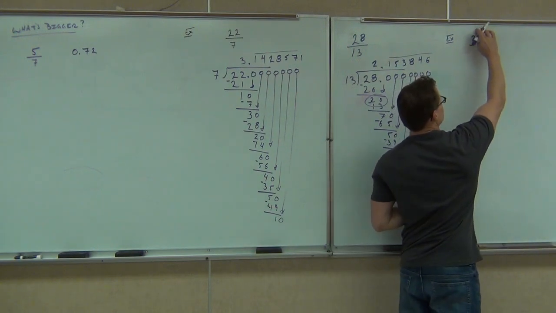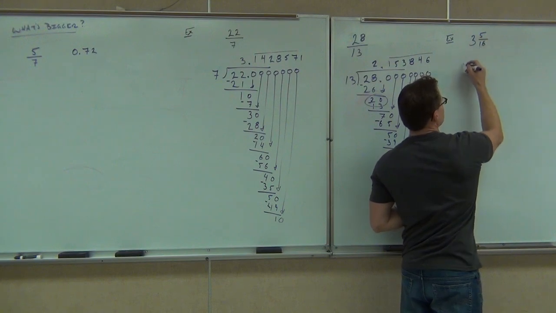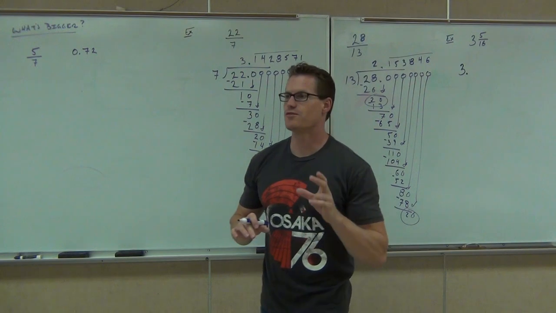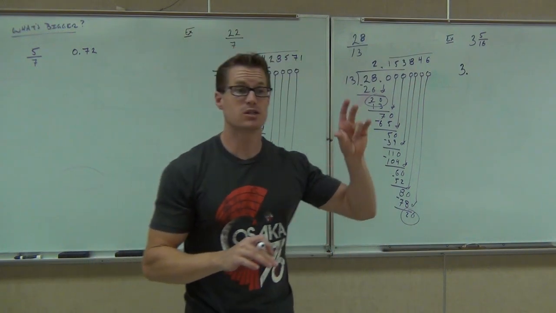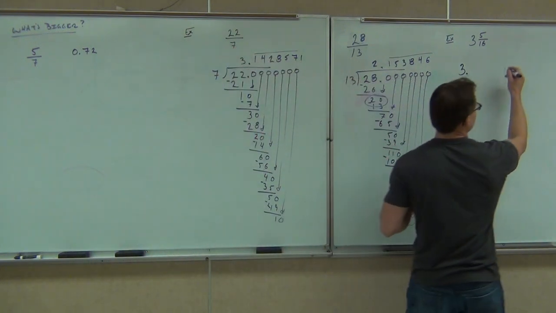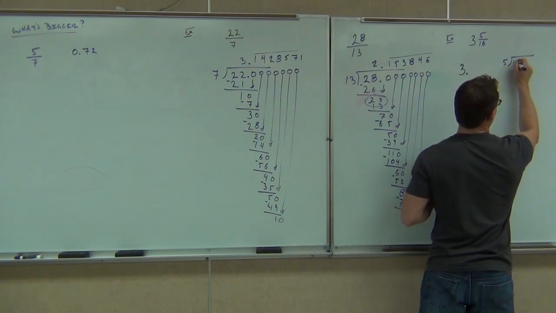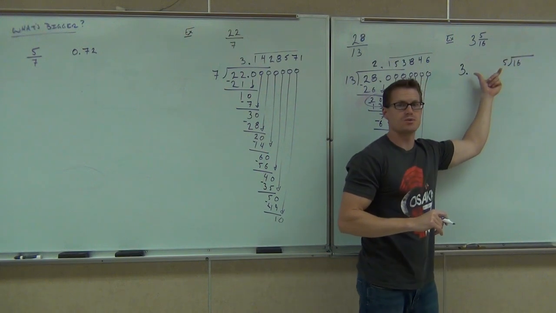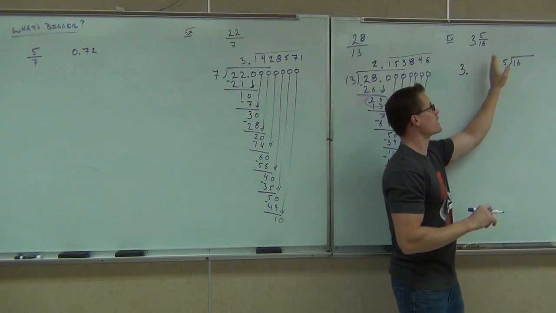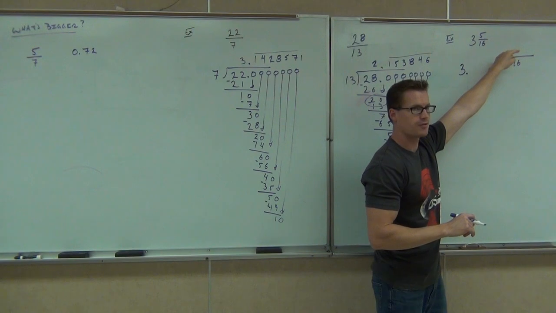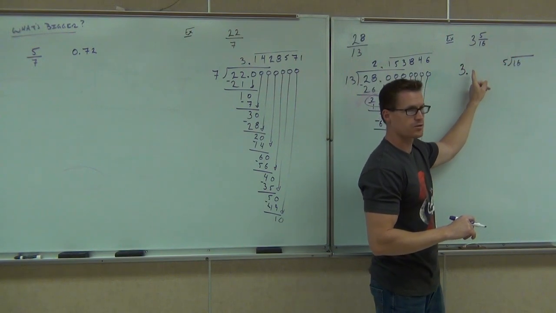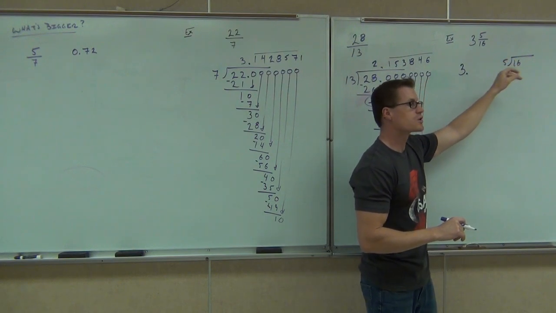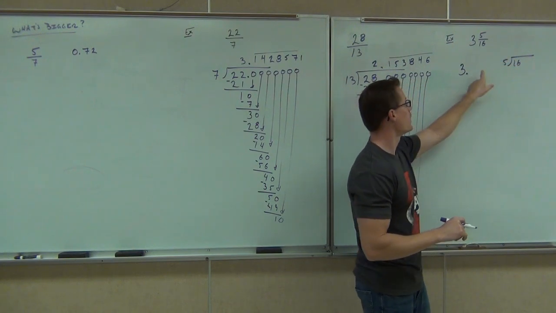So this 3 and 5 sixteenths, I know it's going to be 3 point something. All you have to do is figure out what the 5 sixteenths gives you. Just do the 5 sixteenths off to the side. Whatever decimal you get, that's going to be attached to that 3. So convert the 5 sixteenths into a decimal and then attach it to that 3.